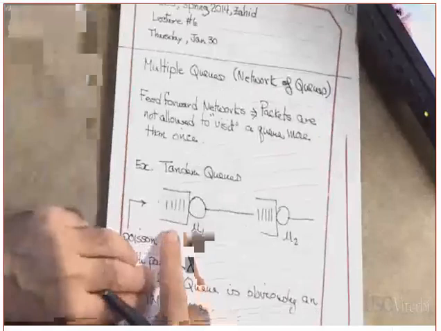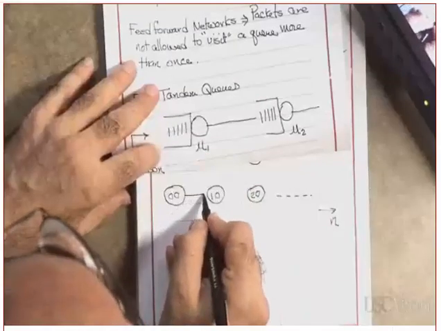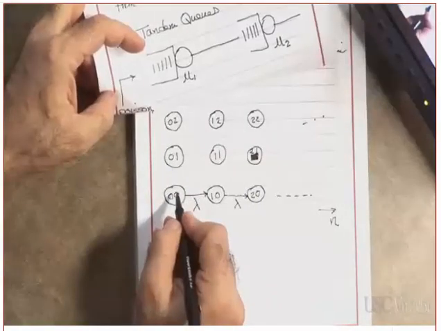Let's see if you can help me. Go from here to here. Under what? Under mu1. In other words, the first server finished service, and that packet goes right now to the second one. So mu1. Clear? Can I go from here to here? Under what? Under mu2. Clear?